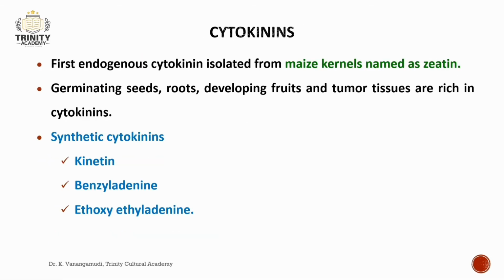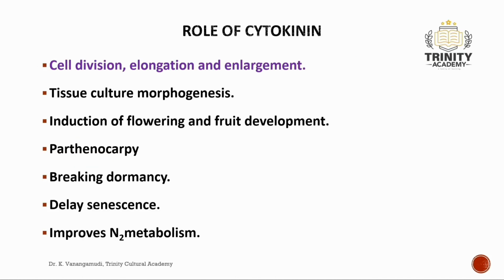Let us see the third most important plant growth promoter, that is cytokinin. First, endogenous cytokinin. Here endogenous refers to natural cytokinin isolated from maize kernel named as zeatin. Mostly it is found in germinating seeds, roots, developing fruits and tumor tissues. Examples of synthetic cytokinin are kinetin, benzyladenine, ethoxyethyladenine. We'll see role of cytokinin in plants.